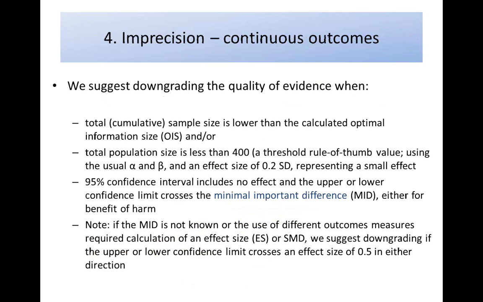The GRADE Handbook also has guidance on continuous outcomes, and basically it's the same principles of calculating the optimal information size: total population size less than 400, another rule of thumb, and an effect size of less than 0.2 standard deviations. Again, they talk about a minimal important difference, which you hopefully would know for the particular scale you were dealing with. Or if you don't know, then they say an effect size of 0.5 in either direction.